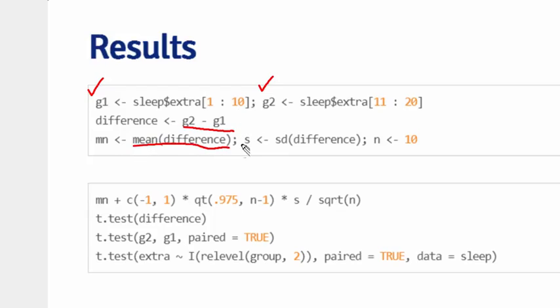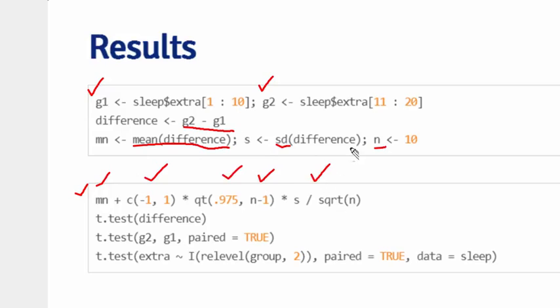The mean of the difference is just mean, and the standard deviation of the difference can be obtained with the function SD. Here, I define n to be 10. My t confidence interval can be given like this. It is the mean plus or minus the relevant t quantile evaluated at n-1 degrees of freedom times the standard error of the interval.